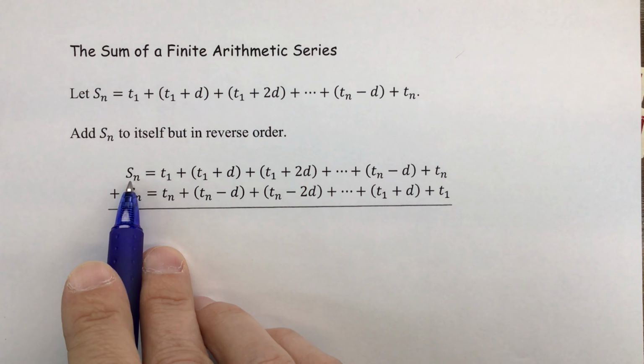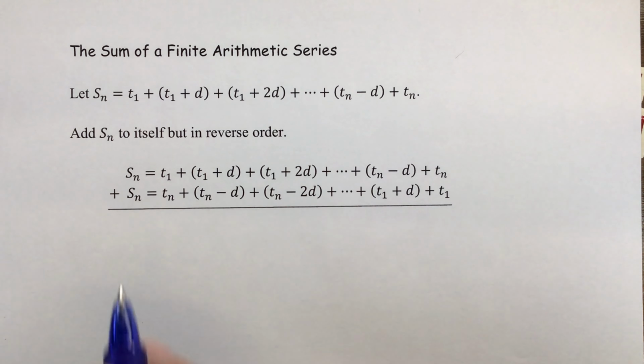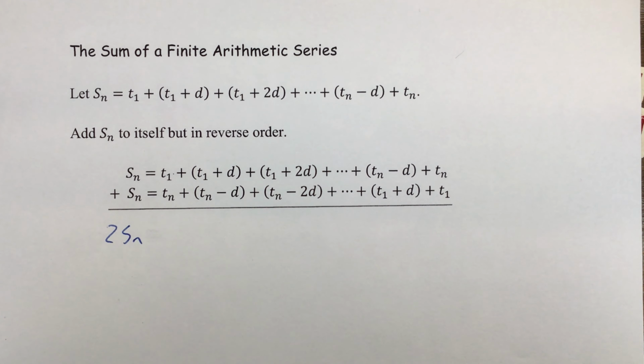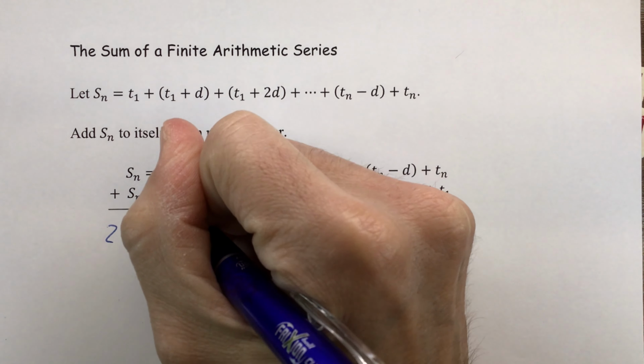On the left, when you add Sn plus Sn, you get 2Sn. All right, so here's the neat thing about when you add the right side in reverse order. You're going to get T1 plus Tn.